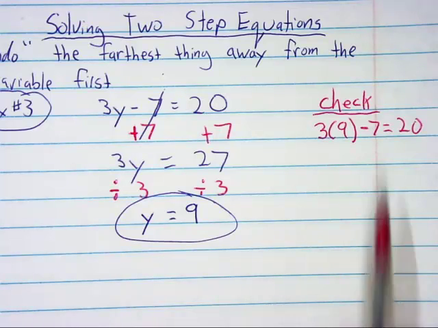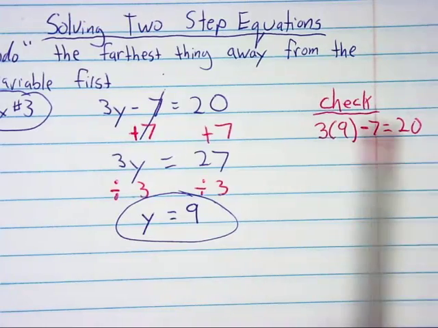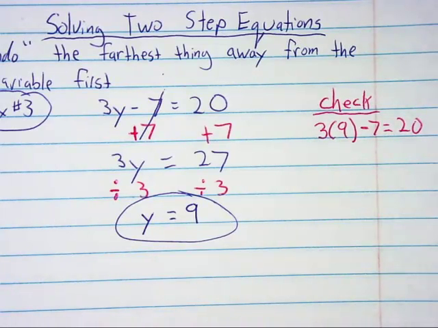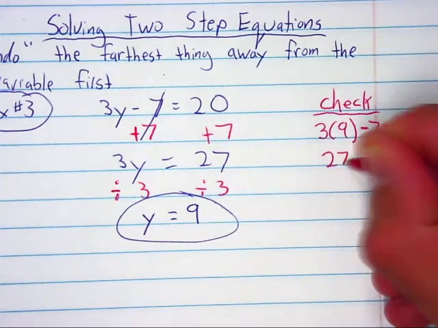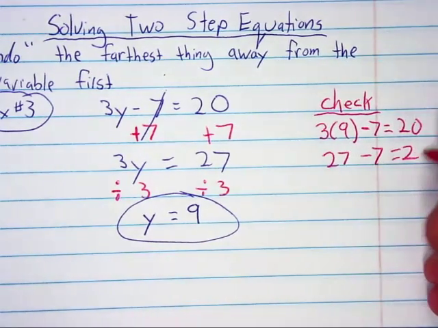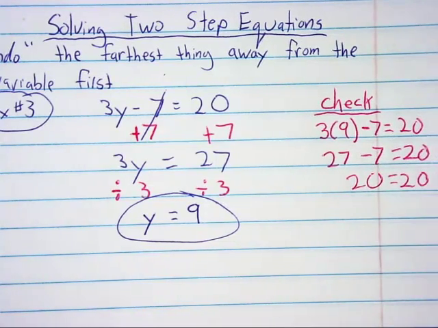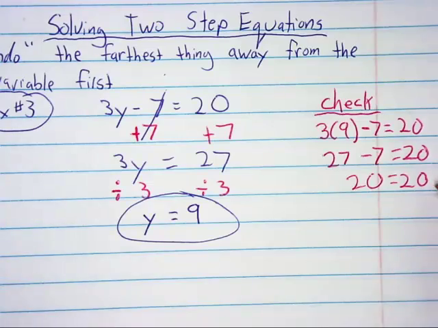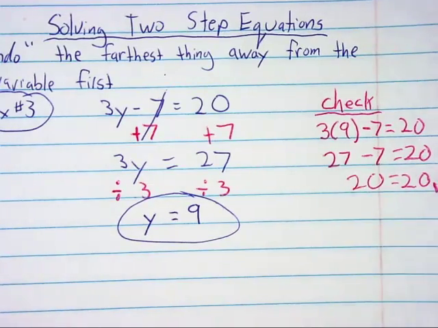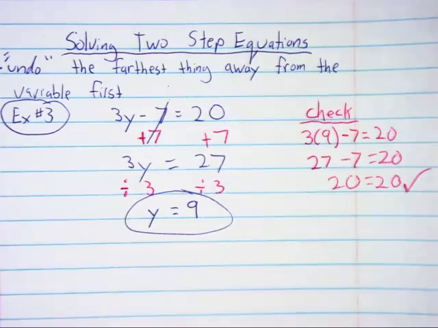Take a guess. What do you think we would do? If you just saw this problem right here, what would you do first? Would you add, multiply, subtract, divide? Multiply the 3 and 9, good. So it's 27 minus 7 equals 20. And subtract the 7. Does 20 equal 20? So it worked out. It checks out. We're good.